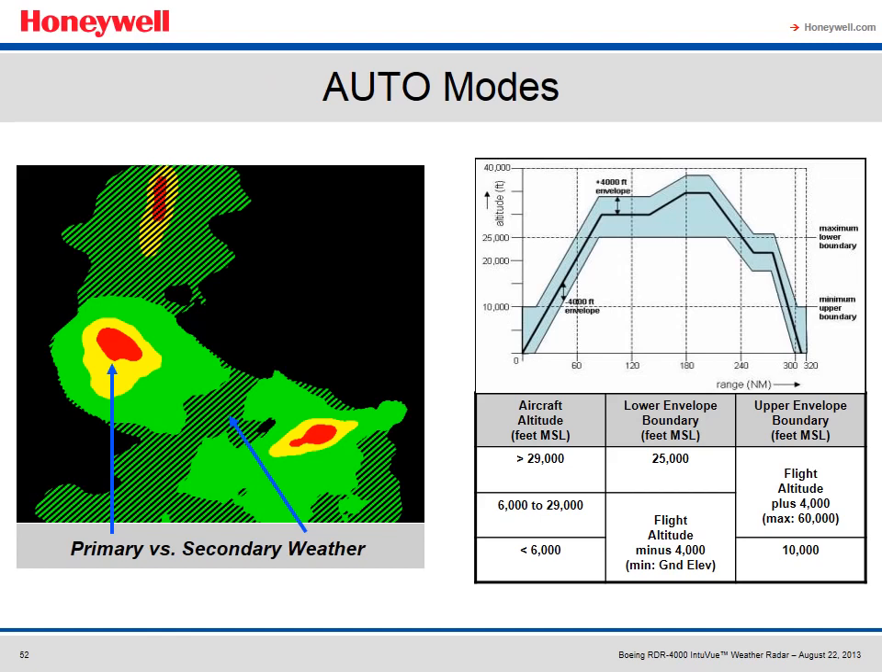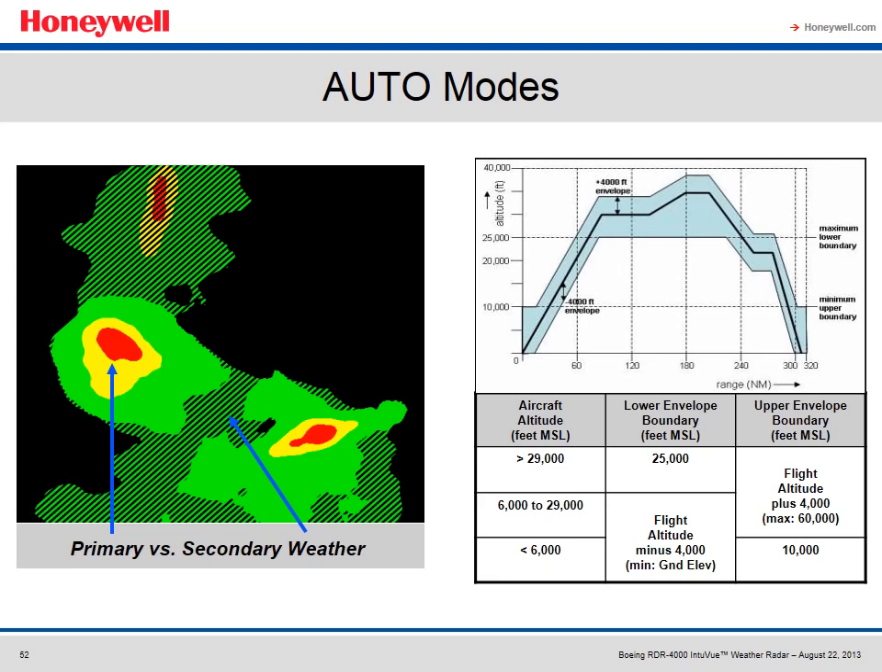This table is in the pilot's guide, and while it looks somewhat daunting, it's really fairly simple. The normal flight path envelope is plus or minus 4,000 feet around the aircraft's flight path. As described, the bottom of the envelope never goes above 25,000 feet so that frozen storm tops are more visible. When the aircraft reaches 29,000 feet, which is 25,000 plus 4,000, the bottom of the envelope stops at 25,000 feet. Likewise, on takeoff, approach, and landing, the top of the buffer never goes below 10,000 feet, which is 6,000 plus 4,000.